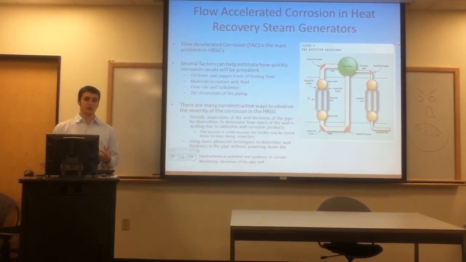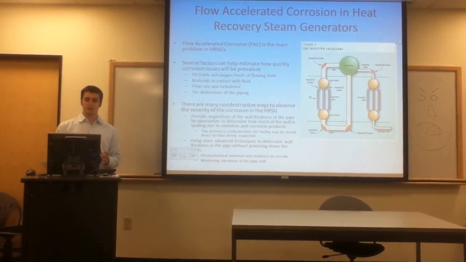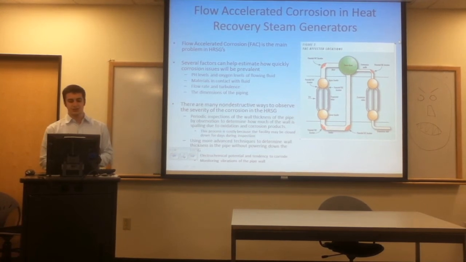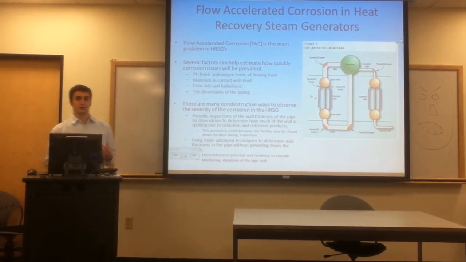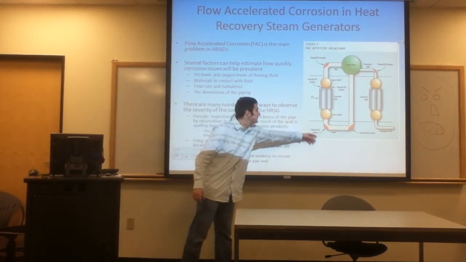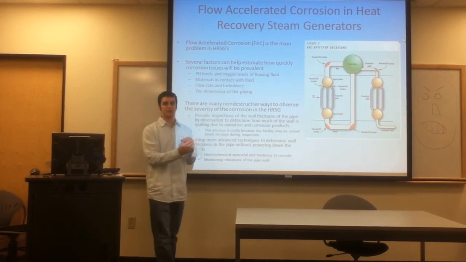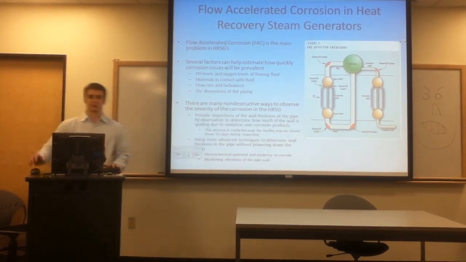The flow rate and the turbulence also have a really big impact on how much corrosion is going to occur, and the dimensions of the piping. As you can see, the big locations where flow accelerated corrosion occurs is in basically the pipe bends here, where the pressure builds up and they move quickly through those quick bends. That's where you're going to see the most flow accelerated corrosion.